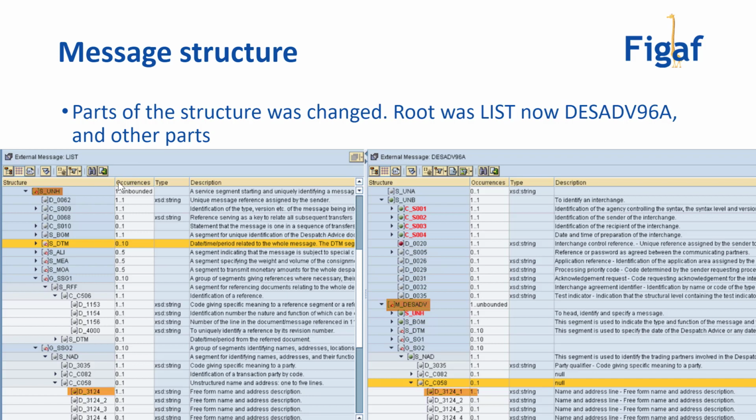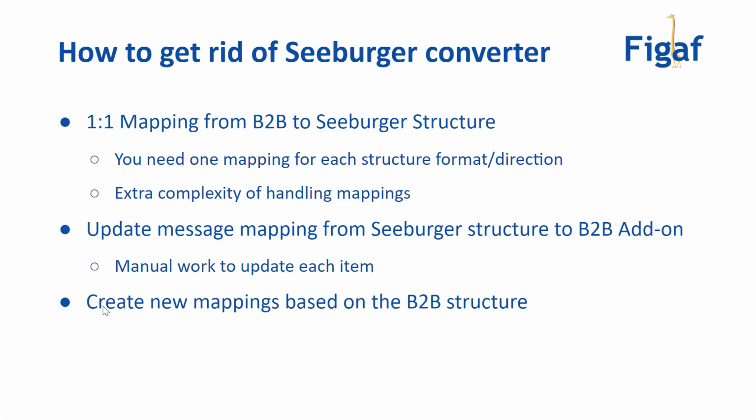So here we have a seeburger start with list, and here's the same document in B2B Add-on, and there are some differences in the structure, and that means that you can take a document, convert it and say, okay, now this is my new one, but then you have to remap a lot of the fields because they're moving around in the structures. And that's the challenge. So the first one is you can create a mapping from the B2B schema to the seeburger structure. Just create a one-to-one mapping from each of these. It will add a little extra complexity to the mapping, and you can just reuse them in the different scenarios.